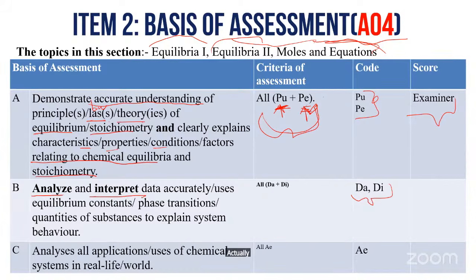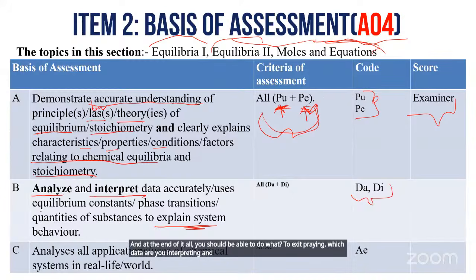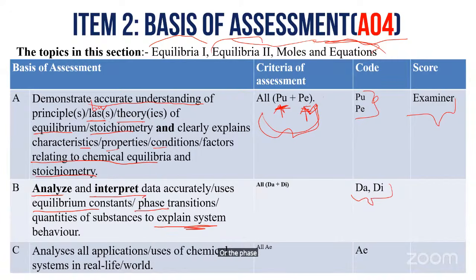Are we there? And at the end of it all, you should be able to do what? To explain. Which data are you interpreting and analyzing? It is data for equilibrium or the phase transitions, that is in phase equilibrium, and also the quantities of substances. The quantities, don't forget, the quantities, this is in a mole concept.